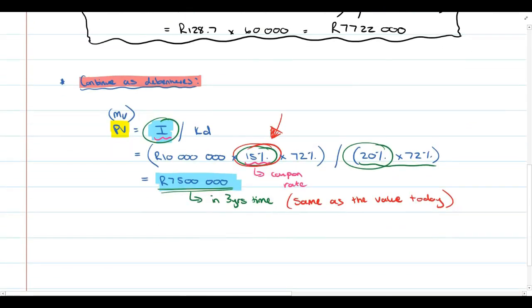We also know that if they continue as debentures, the value 3 years from now is 7.5 million. Now, what was the purpose of performing these two calculations? Why did we calculate the future value of each alternative?